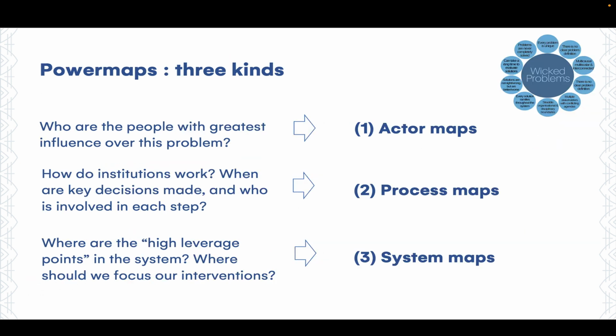I teach about 3 different kinds of power maps, to which, as I said, I dedicated different videos. Actor maps are maps of an ecosystem of actors or organizations that have a stake in the problem. Sometimes you've heard of stakeholder mapping. It's the same idea. I talk about power mapping because we're interested not just in who has a stake, who's impacted, but who has power over that problem. So an actor map is a kind of snapshot of who has power or influence over this problem. A process map is a map of time, of how do things work, how do institutions work, how do decisions get made, who's involved in each step.